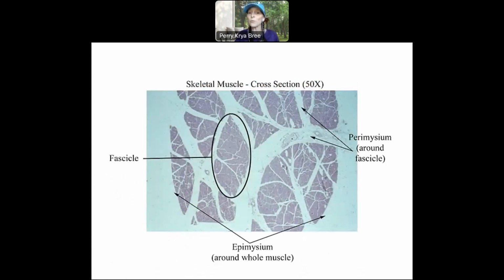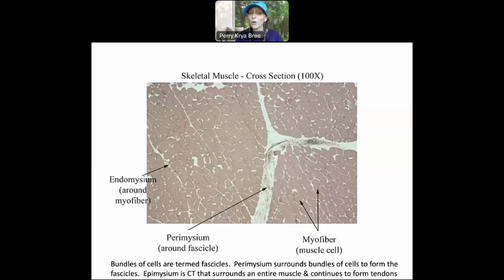Now, as you zoom in, so again, this is at 50 times magnification. We're going to zoom in even closer. And here you see part of that perimysium going around this big fascicle. And you can't even see the whole fascicle now, right? You're zoomed in on just this one big fascicle.